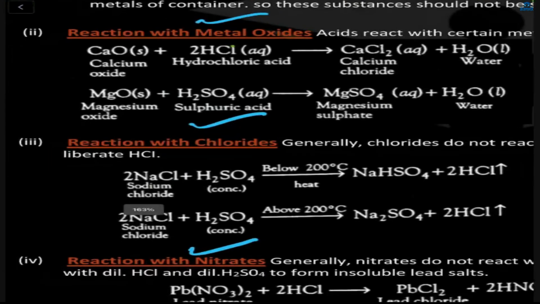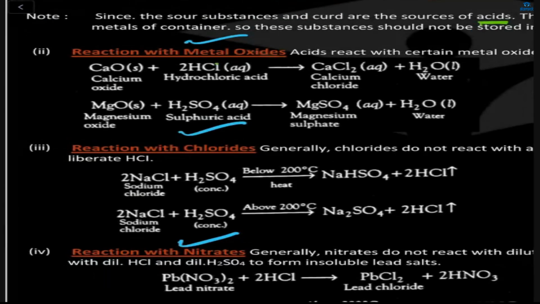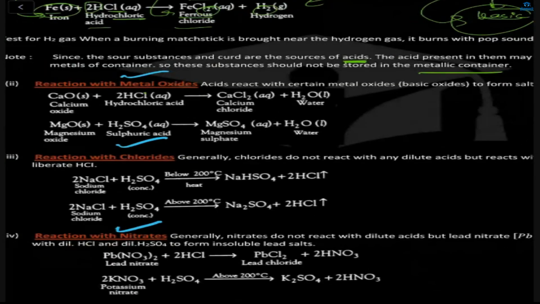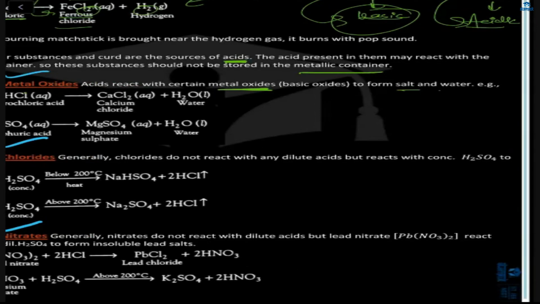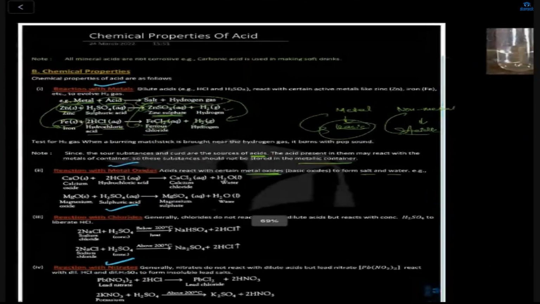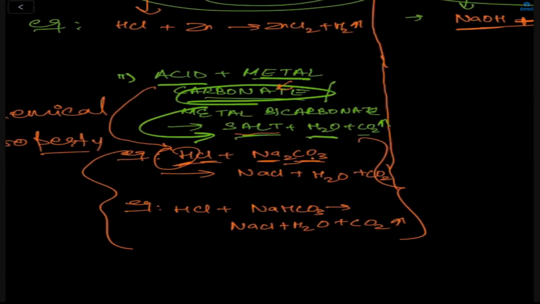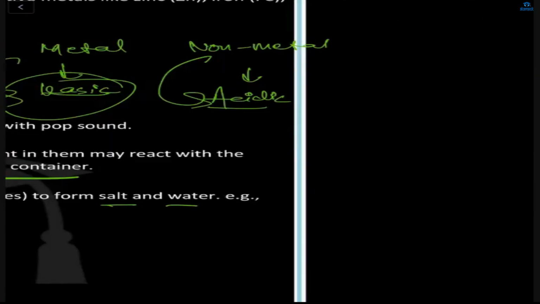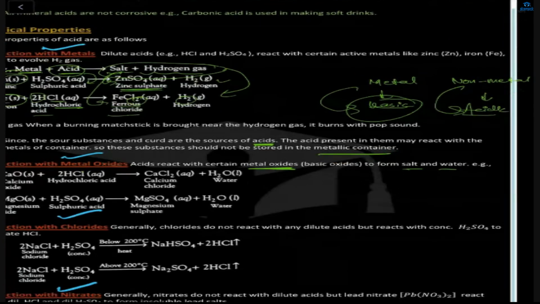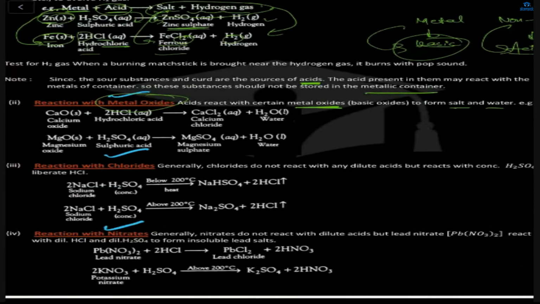Now, here is the reaction with the metal oxides. Acids react with certain metal oxides to form the salt and water. To form the salt and water. But here there is no carbon dioxide because it's only the metal oxide, and above we were writing the equation for the metal carbonate and the metal bicarbonate.